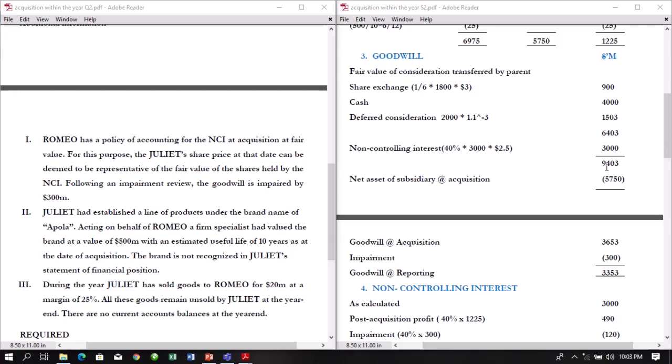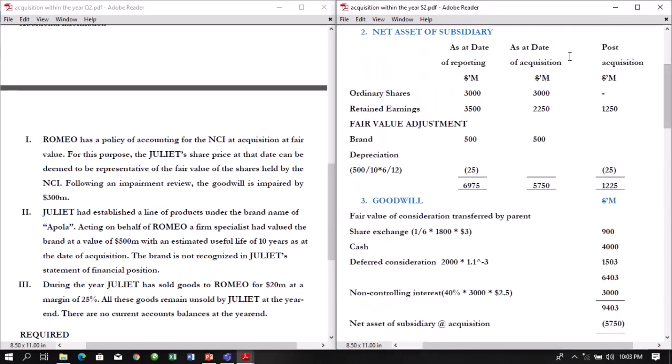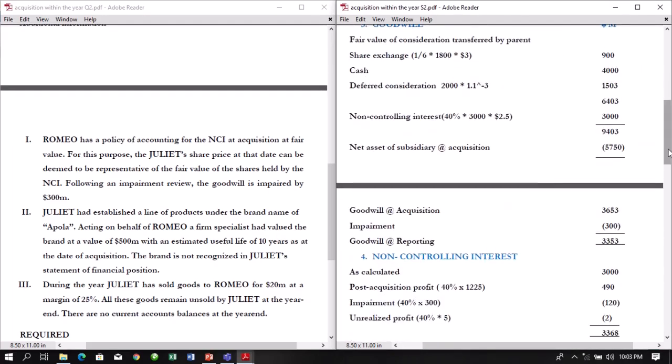Adding it together gives me 9403. Don't forget, after we get this, we normally less the net asset of the subsidiary at the date of acquisition, which was gotten in working note 2. And in working note 2, we can see that at the date of acquisition, the net asset was 5750. So if I less my 5750, I will get my goodwill at the date of acquisition.